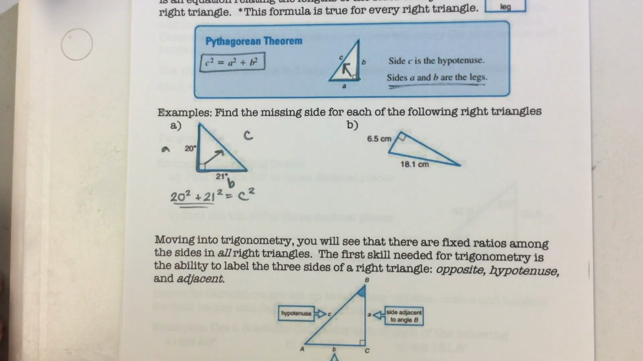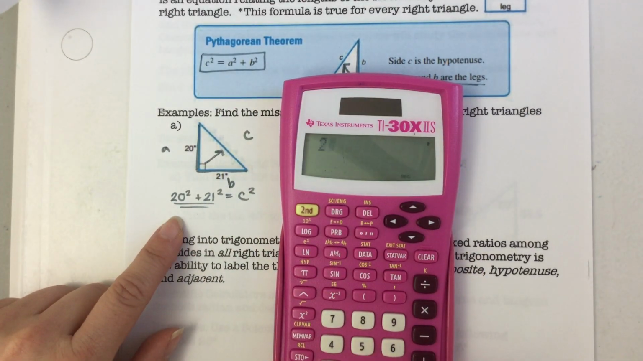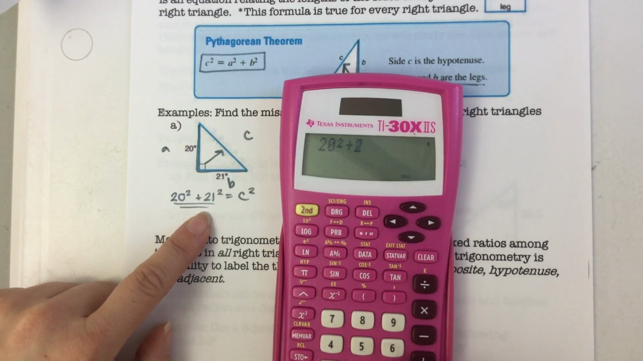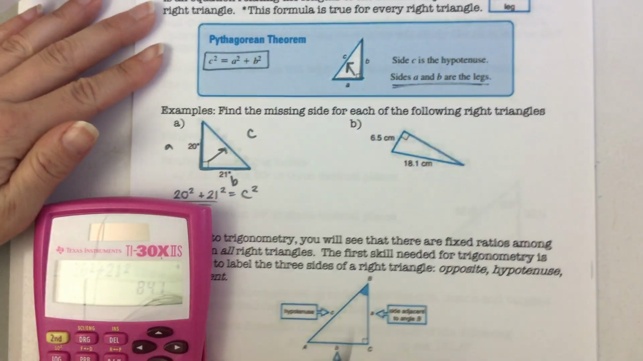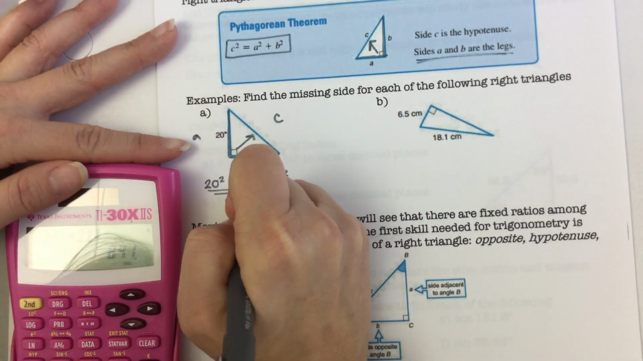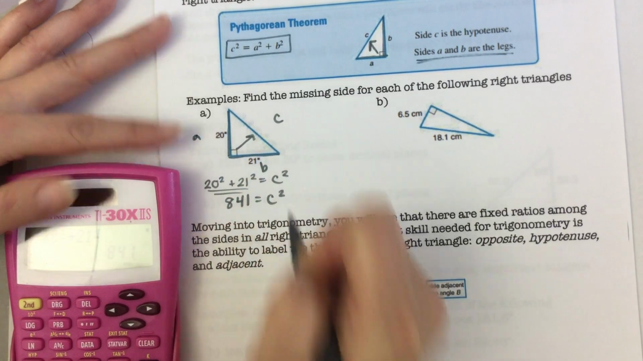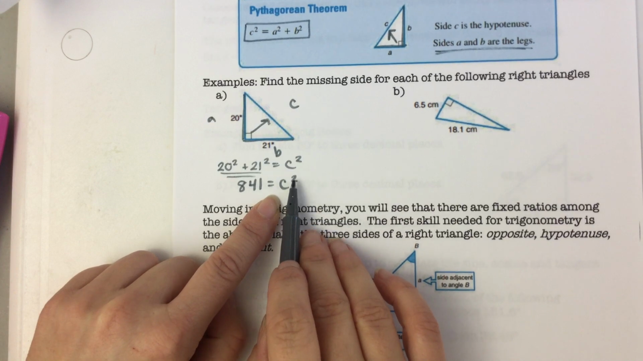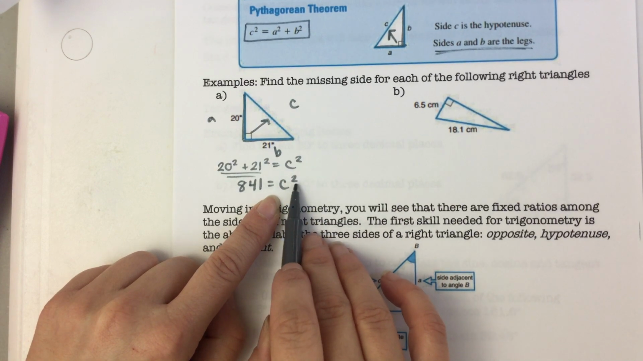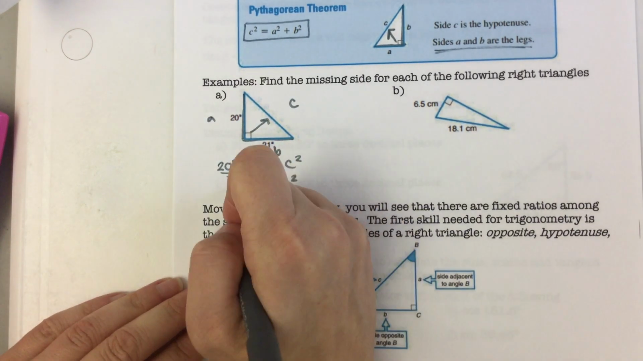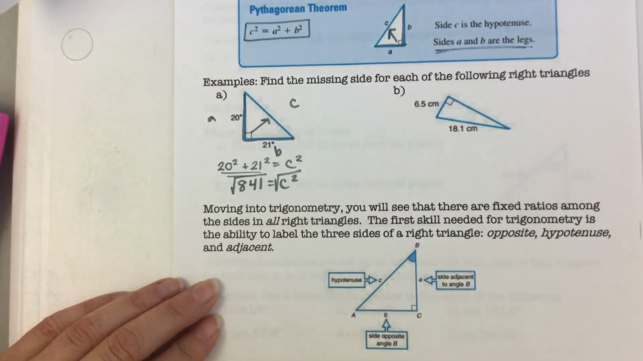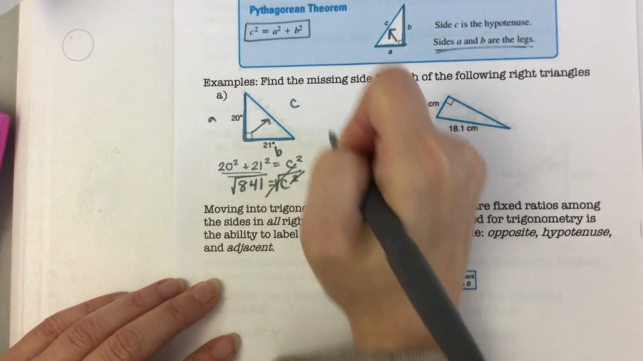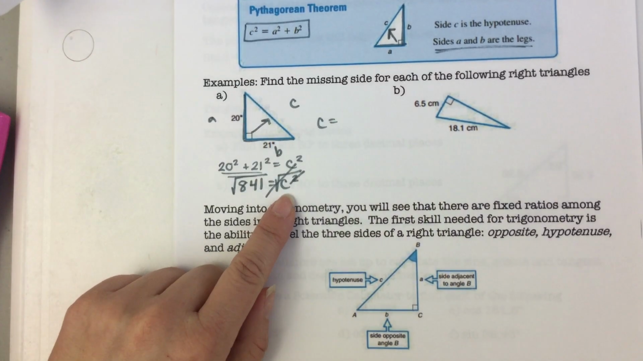Now, if you're careful, you can put this in your calculator one time: 20 squared plus 21 squared. This side is 841, equals C squared. We want to know what C is. So remember, the opposite operation of a square is a square root. So what I need to do here is take the square root of each side, because a square root cancels a square, so C is alone.